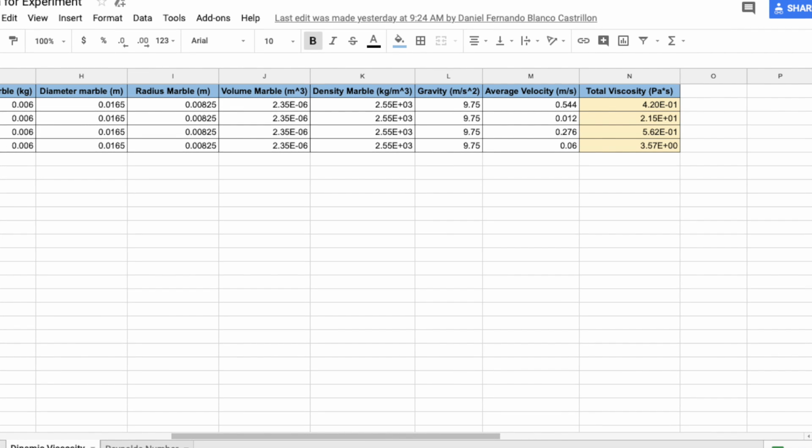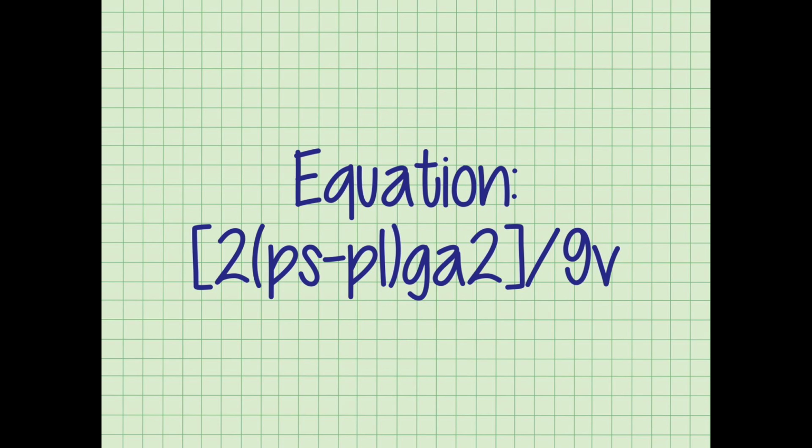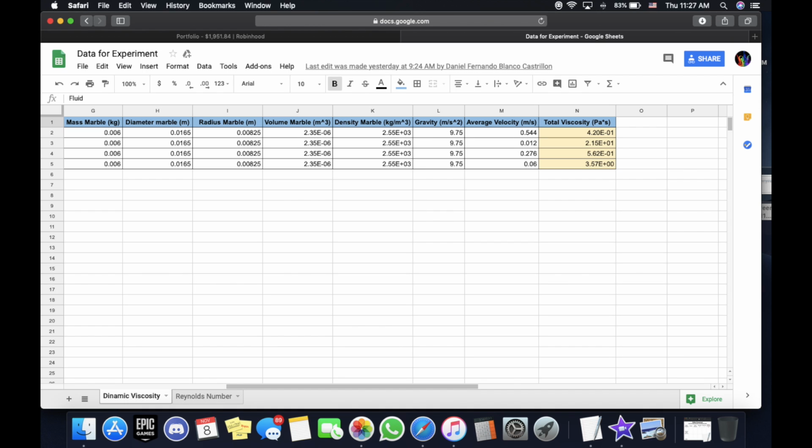To get the total viscosity, we use a formula that we found researching on the internet, which is 2 times the density of the marble minus the density of the liquid, times the gravity, times the radius squared, over 9 times the velocity. With this information, we get that the total viscosity for water is 4.20 times 10 to the negative 1. This value is experimentally really low, when in reality the value for the viscosity of water is 1 times 10 to the negative 3 pascal-seconds.